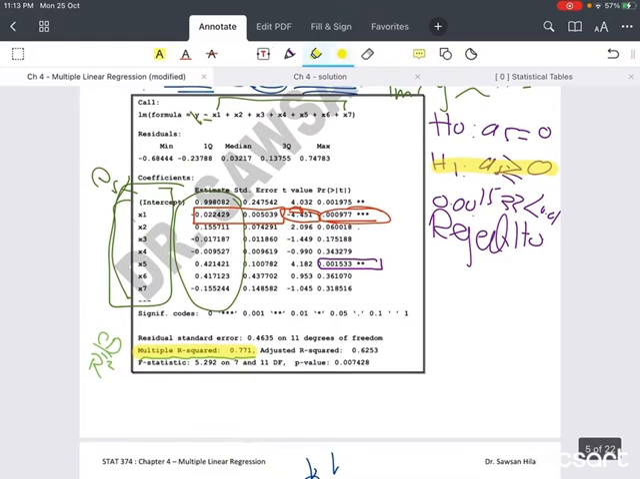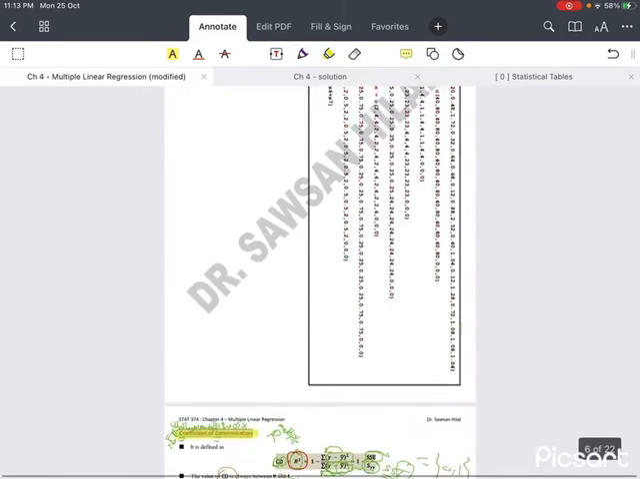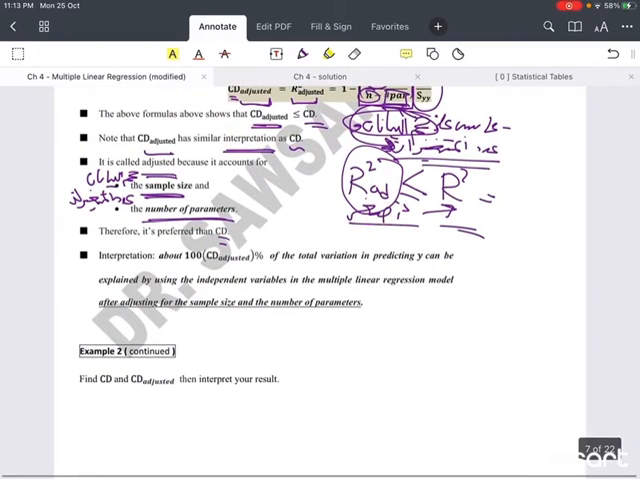You can find it in the output also. It is here: adjusted R square, which is CD adjusted. You will notice it is less. It is 0.6 but this one is 0.7. Didn't we say that R square adjusted is less than or equal to R square itself? So the adjusted term 0.6 is less than 0.7, so the statement is true.